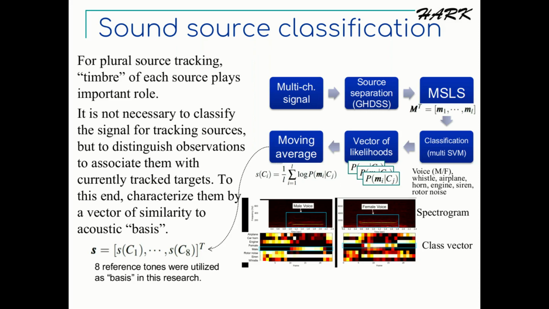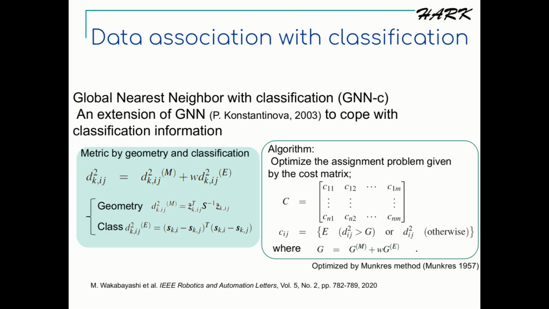This similarity can be computed by giving some references. In our system, several reference signals are given as the basis to characterize the acoustic features, and SVM-based classifiers compute likelihoods as the distance of the signals, and the vector of the likelihood is introduced as a feature of the signal. That is shown here as the symbol S. Information such as the features of the acoustic signals. That information is fused in the data association process.